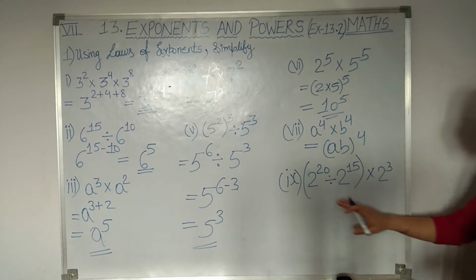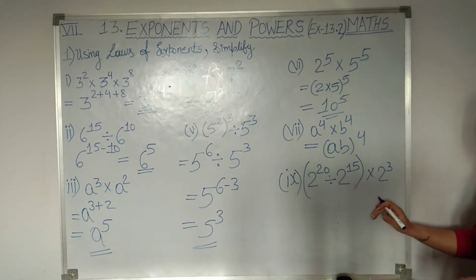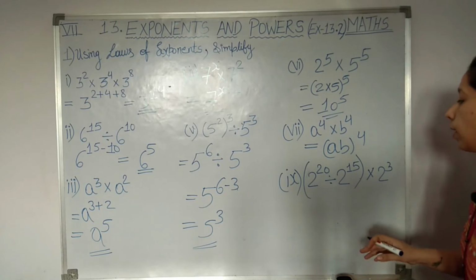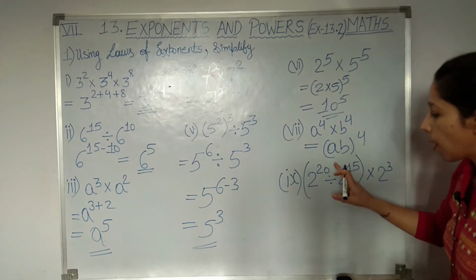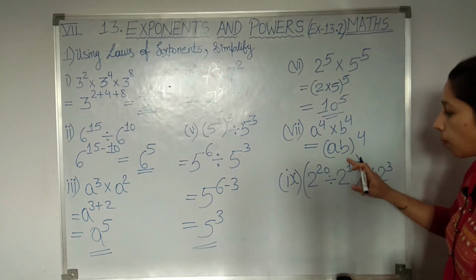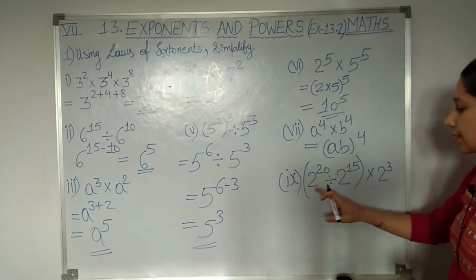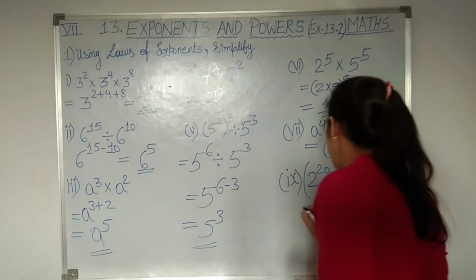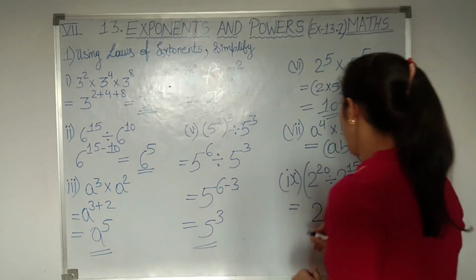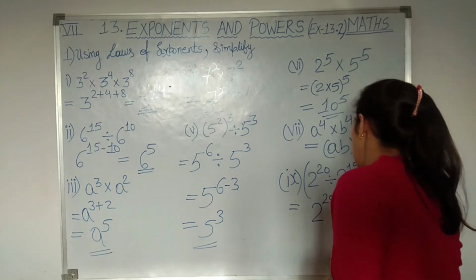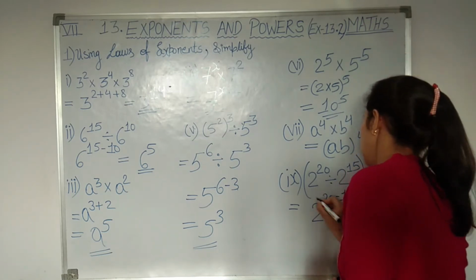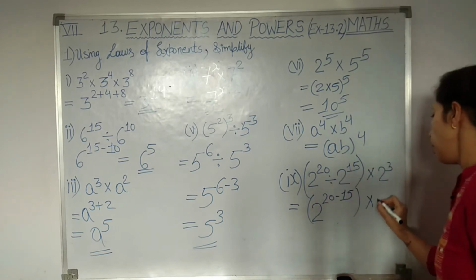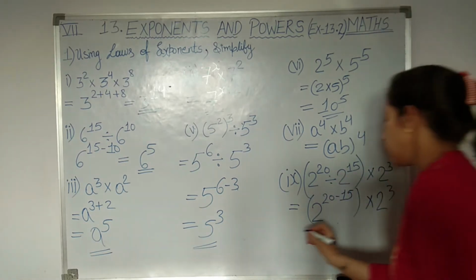Then again this question, first we will be solving this part, then we are going to see the third term given. So students, here a raised to the power m divided by a raised to the power n, means the bases are same. So here a common I have taken and the powers I am going to subtract. Okay, this I will just copy. Then let us solve this part first.